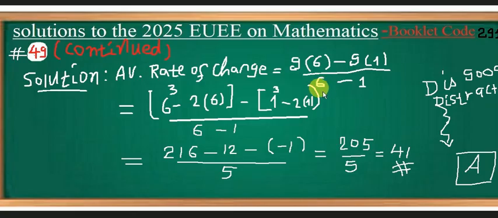And the denominator is b minus a. B is 6, a is 1. 6 minus 1, the denominator becomes 5, obviously. Numerator: 6 times 6 times 6 is 216. 2 times 6 is 12. Minus, be careful here. When we evaluate g of 1, it becomes negative 1. So we have two negatives here. So 216 minus 12 is 204, plus 1 is 205 over 5, and this becomes 41.